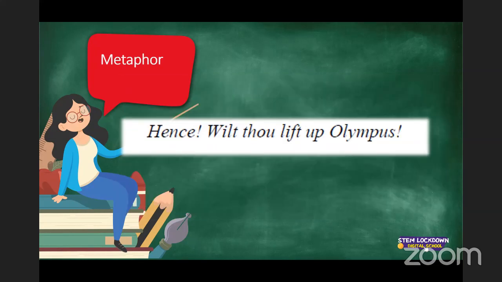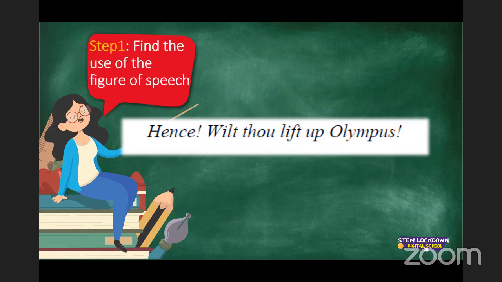If we look at this line here, this is from Julius Caesar. Here he is confronted by his conspirators. He exclaims, as we can see there, "Hence wilt thou lift up Olympus." We're going to look at this line. The first step would be to find the use of the figure of speech.